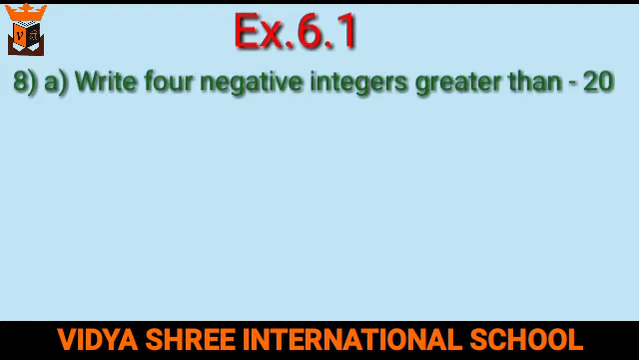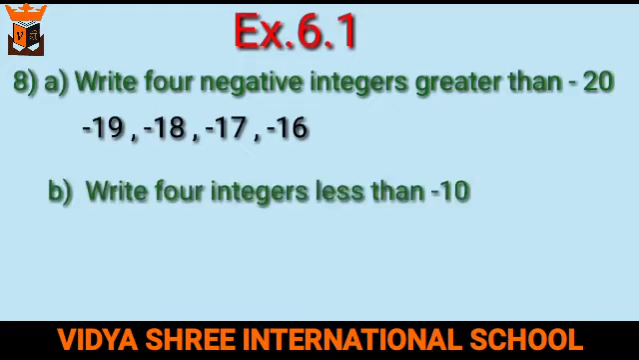Question number 8 is write 4 negative integers greater than minus 20. So the 4 negative integers greater than minus 20 are minus 19, minus 18, minus 17 and minus 16. B part is write 4 integers less than minus 10. So the 4 integers less than minus 10 are minus 11, minus 12, minus 13 and minus 14.